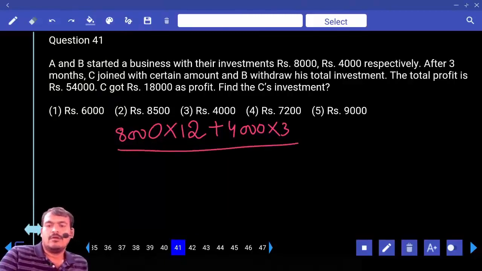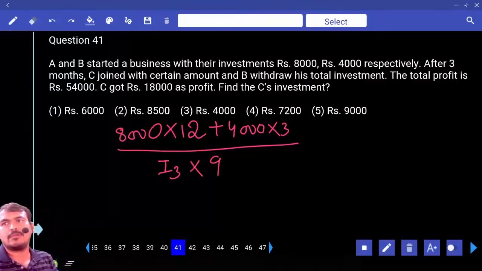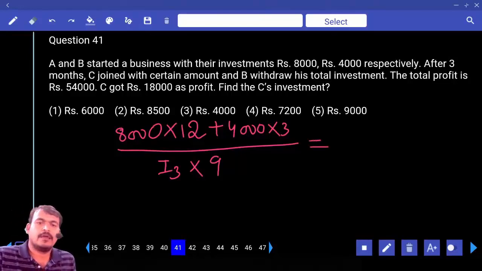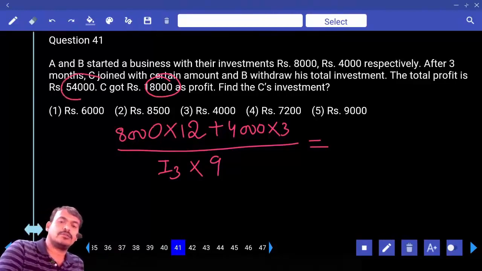Next. What is the C investment? Known or unknown? Unknown. Suppose C investment is I3. It is used for how many months? 9 months, or not? Because C joined after 3 months, C capital is used for 9 months. What is the numerator meaning? A and B profit. Denominator meaning C profit, or not? Okay. C profit is how much? 18,000. A, B, C together profit 54,000, or not?